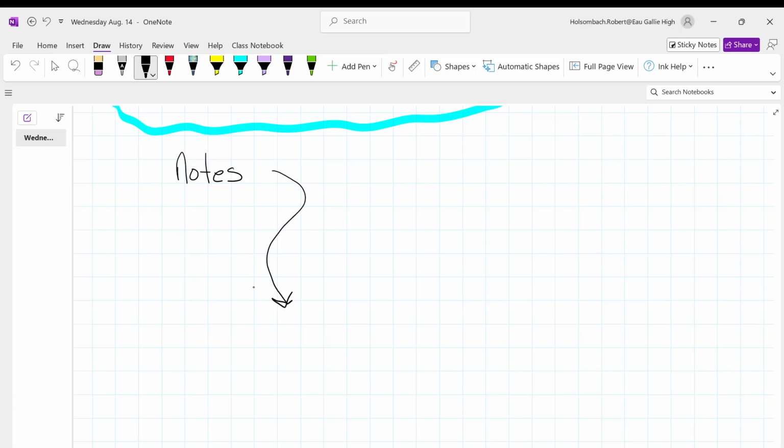Then after your notes, you're going to write down, and I'm going to give it to you shortly, the assignment. And then you're going to work the problems in the assignment. Number one, number two, number three. And I recommend that you circle your answers.